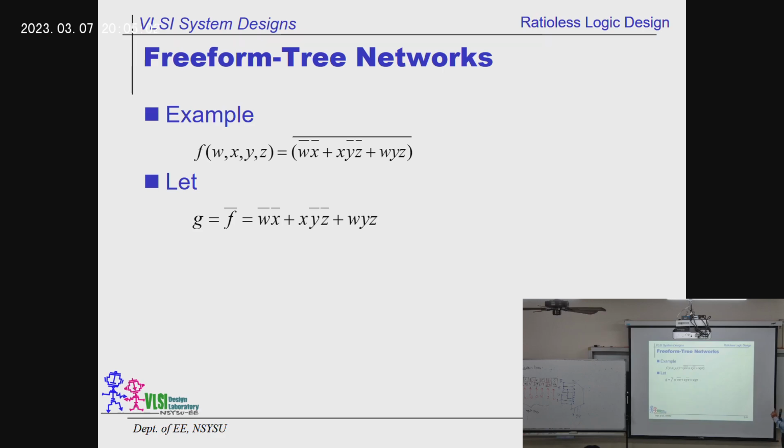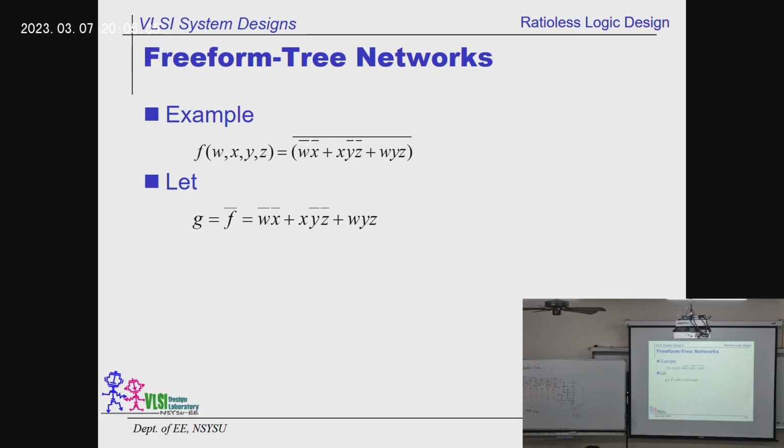Okay, right now this one is a demonstration for freeform tree implementation. If you are given a function like this, step number 1 is similar to the one that I showed you: reverse it. So we have a G, which is equal to F inverse, F bar. That is this way. How many variables do we have? We have W, X, Y, Z, four variables.